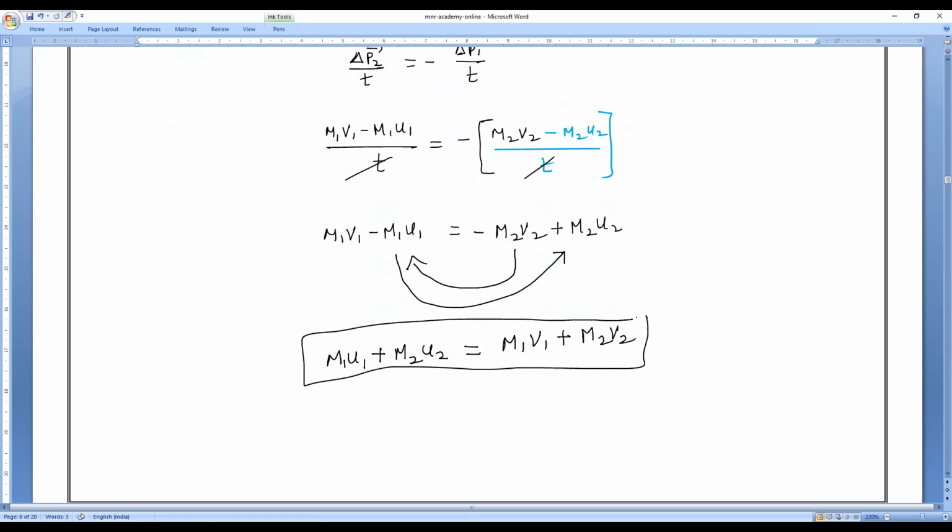Have you all noticed it, everybody? Yes, sir. So if you notice it, verification: this is only called the total momentum before collision, which is equal to this, the total momentum after collision. Do you all understand, girls?